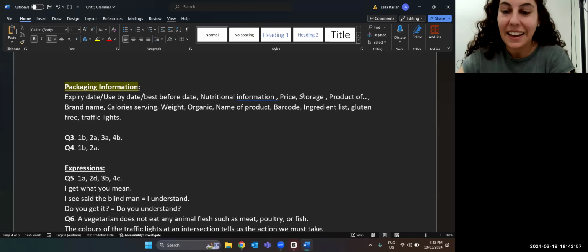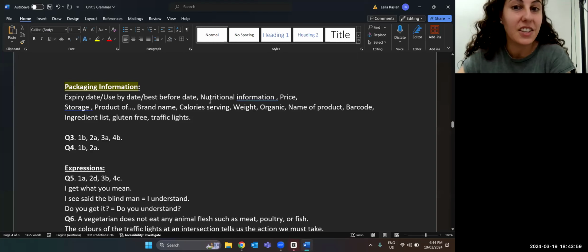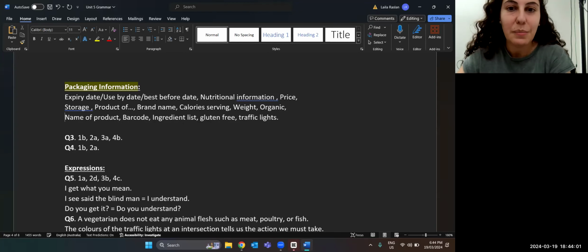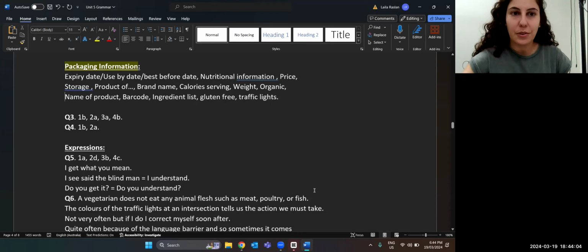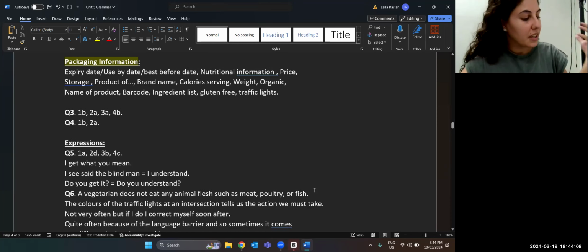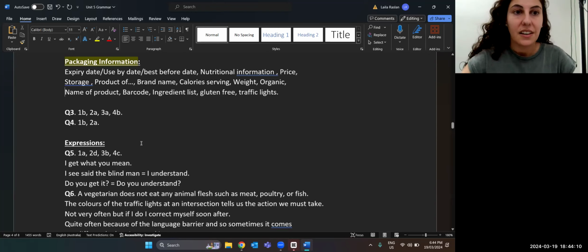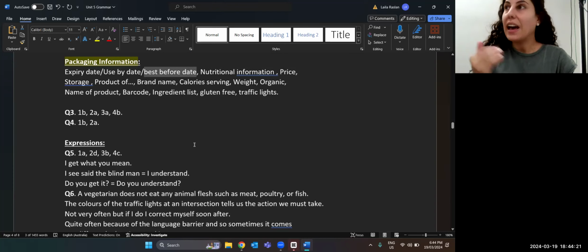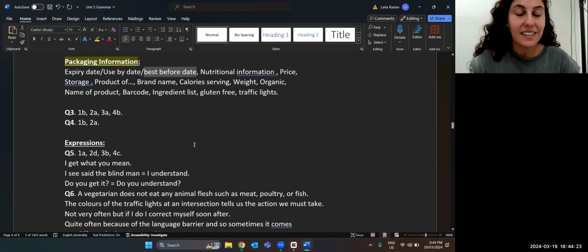Okay, so I wanted now to talk about packaging information. That means when we go to buy some food, on the package, you'll see that they will give you a lot of information. So maybe you'll see the expiry date. Now, the expiry date is also called the use by date or the best before date. That means that you must not eat it after this day. Okay, so it means when does it finish?